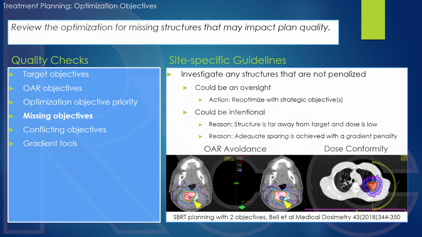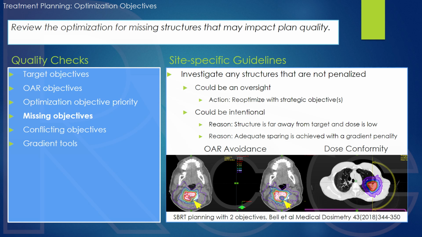Okay. We also need to review the optimization for any structures that may have been missed and not penalized. It could be an oversight. So that's the example I show at left where the spinal cord, so super important, and it just wasn't penalized. This could be catastrophic for the patient.